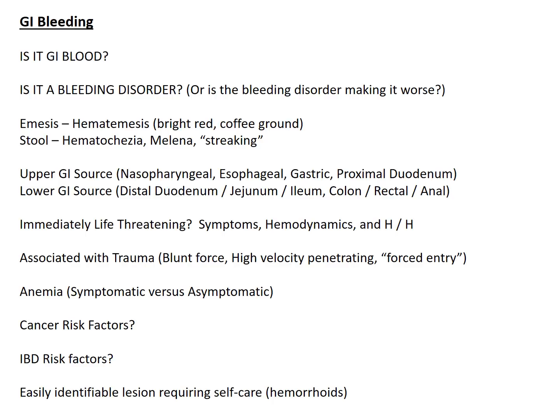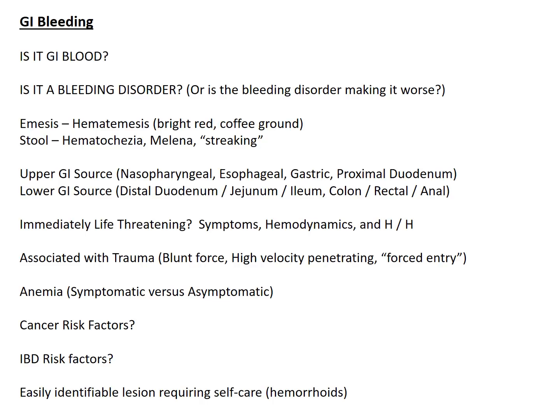Remember, people with bleeding disorders can have GI bleeding just due to the bleeding disorder. Types of GI bleeding include hematemesis, vomiting of blood. That can either be bright red or coffee ground. People can have hematochezia, which is blood in the stool. That can either look like melena, kind of like black purple, or bright red blood streaking.